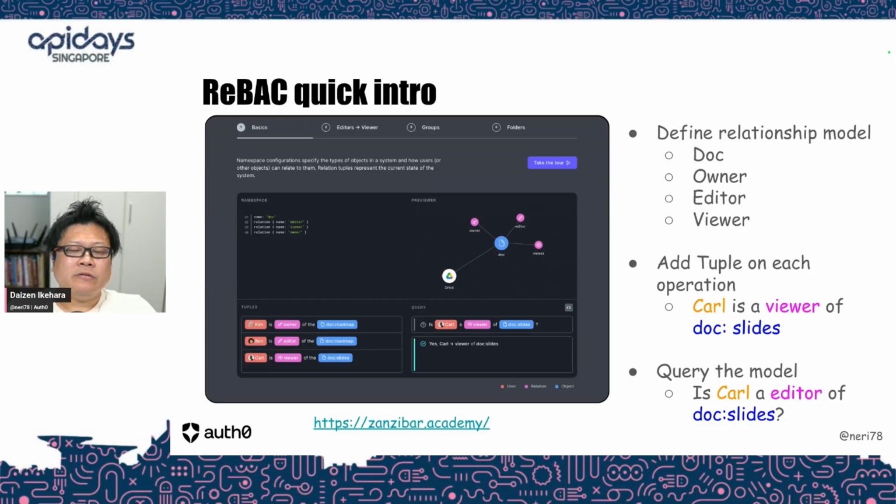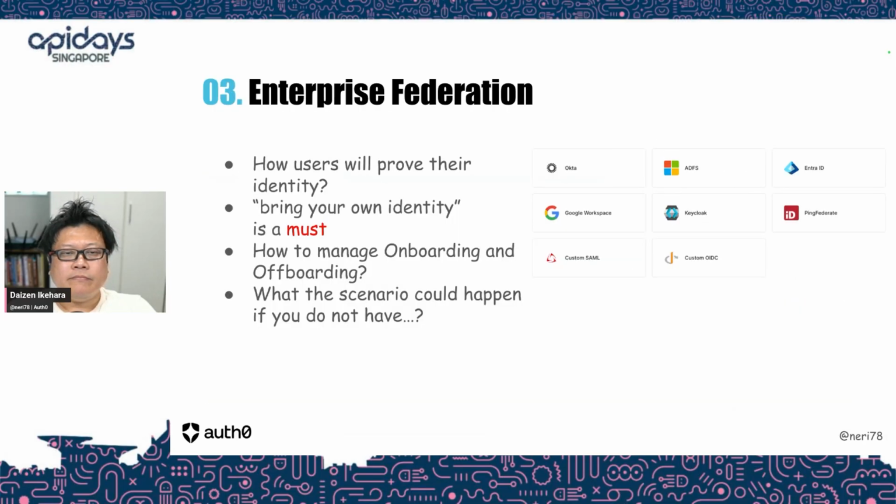With this model and tuple, the system can determine whether Carl has a relationship with the doc as an editor or not. Then it can provide a yes or no answer. And you can use that answer to make a decision on whether Carl can edit the slides or not. So this is a pretty powerful concept for making sure that you have the right authorization with a granular model. So let's move on to the next one.